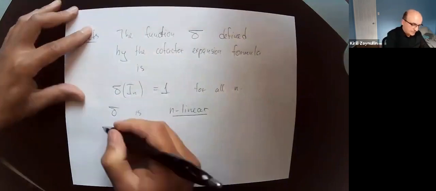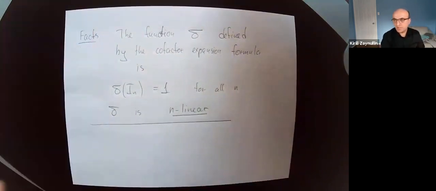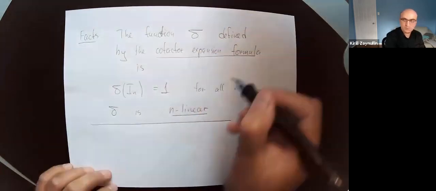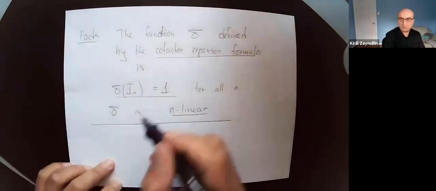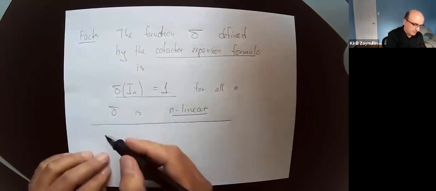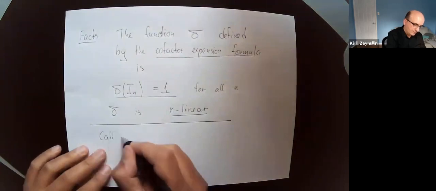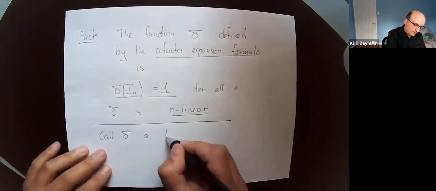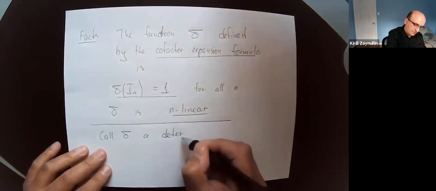So, as I mentioned, the usual determinant, if you remember from first year linear algebra, also satisfies the same cofactor expansion formula. And it also, of course, satisfies this property. It makes sense, and we will see it later, that indeed it will coincide with the determinant, but it makes sense to call delta a determinant function.